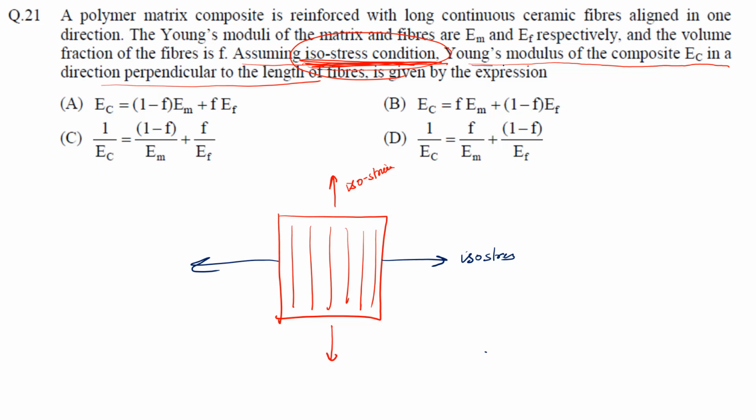So here one more thing is given, Young's modulus of composite perpendicular to the length of the fiber. So this is perpendicular. So there are two hints over here, but what formula do we use? What do we use in the case of isostress or in the perpendicular direction? We use this formula, 1 by E of composite is equal to F by E of F plus 1 minus F by E of M, right? So which is the option which we are able to see? Yeah, this is the answer, option C, right? Okay, simple.